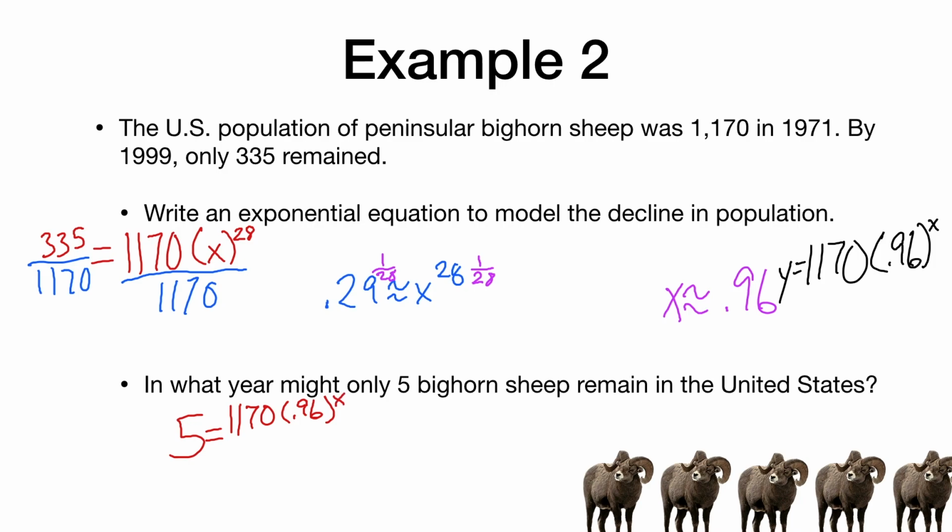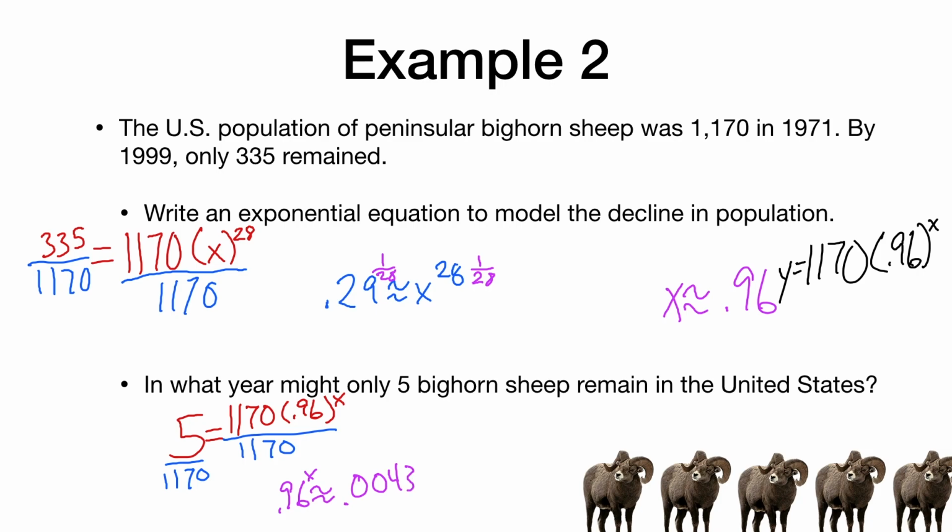So our first step is exactly the same. We divide both sides by 1,170. Now, 5 divided by 1,170 is going to be a much smaller number than our last one. In fact, it means that I'm going to have to go more than 2 spaces. I'm going to say 0.96 to the x is approximately 0.0043. So I'm going 4 digits.